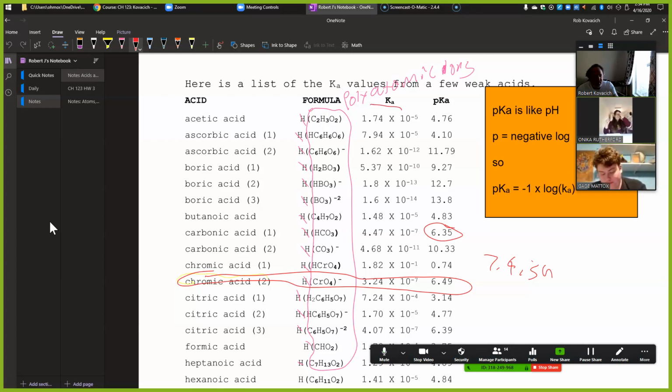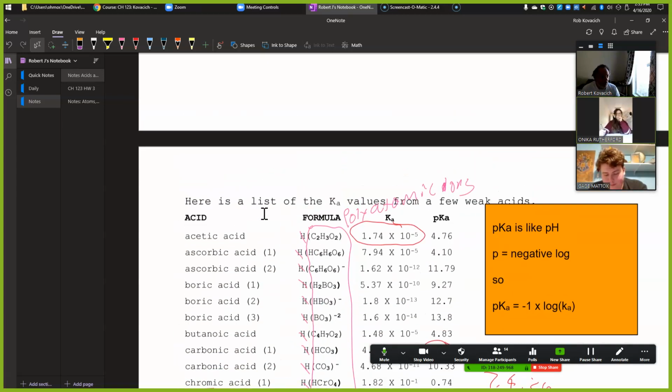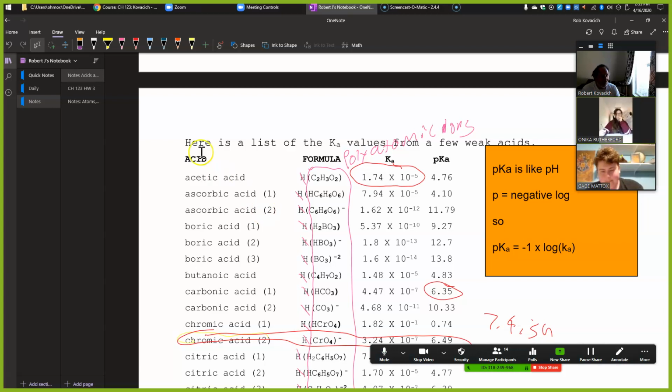So the acetic acid one is a times 10 to the negative fifth, and we're looking for cyanic, and this one is 10 to the negative 10th. So hydrocyanic is 5 orders of magnitude weaker than acetic acid.